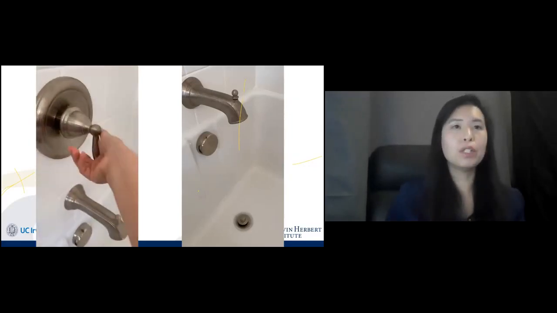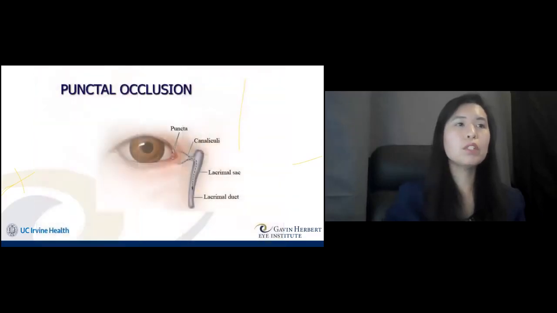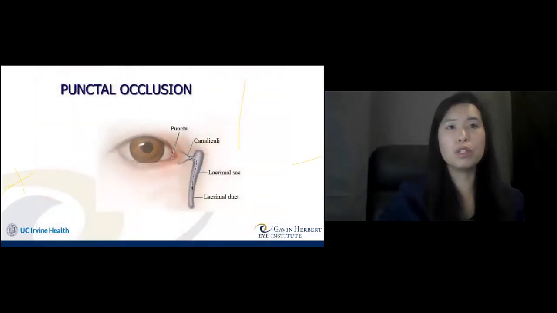Okay, so how do we do this? This is called punctal occlusion. We usually do this with punctal plugs. So again, the tears normally move from this corner because the tear duct is over here. It's creating the tears and moving across in this direction towards the nose.